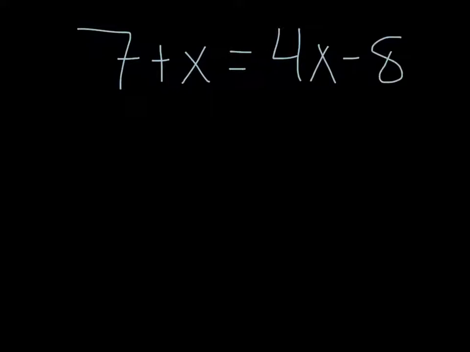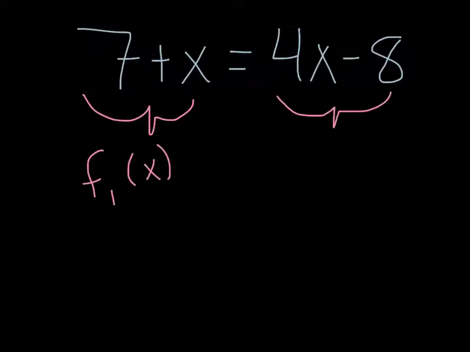Let's try a different problem. If we have 7 plus x equals 4x minus 8, we will do this problem the same way. We split it at the equal sign, so everything on the left goes in f1 of x, and everything on the right goes in f2 of x.